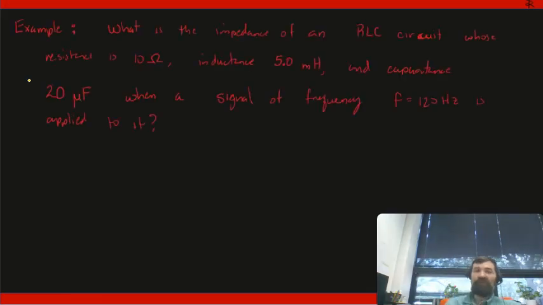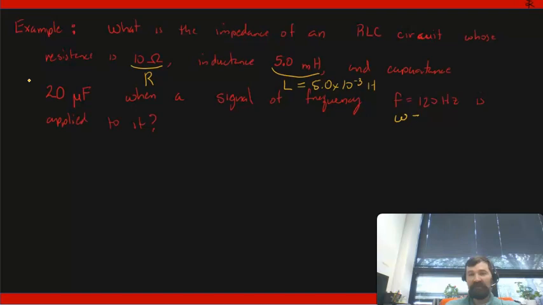We want to know what the impedance is going to be for an RLC circuit given a resistance R of 10 ohms, an inductance L of 5 millihenries, or 5 times 10 to the minus 3 henries, a frequency of 120 hertz. That means that the angular frequency is 120 times 2 pi radians, and a capacitance of 20 microfarads, that is 2.0 times 10 to the minus 5 farads.